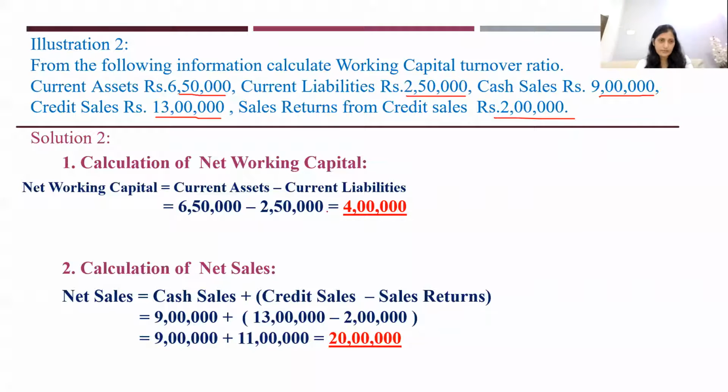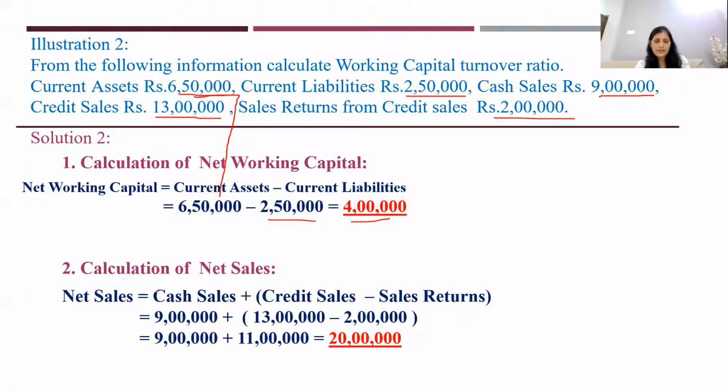So calculation of net working capital. Net working capital is equal to current assets minus current liabilities. So you have current assets 6,50,000, from here I have taken. Current liabilities is 2,50,000, that is taken over here. So 6,50,000 minus 2,50,000, you will get it as 4 lakhs. This is our net working capital.